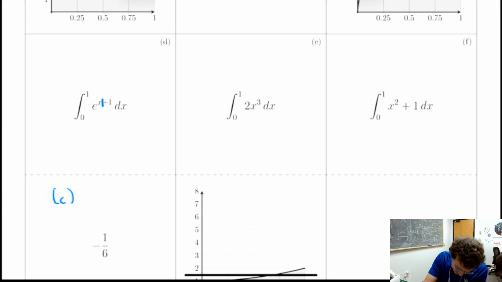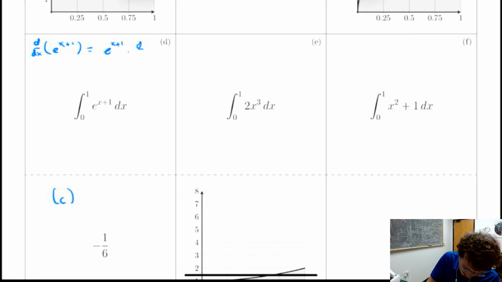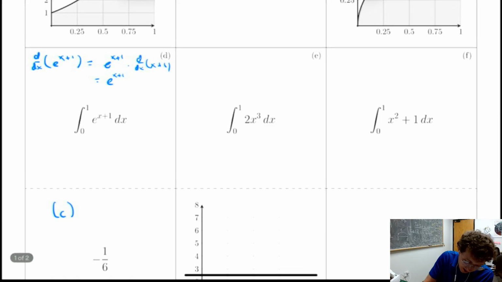If it were just e to the x, we would know the antiderivative is simply e to the x. So the first method is you might just guess that the antiderivative is e to the x plus 1. The chain rule says the derivative of e to the x plus 1 is e to the x plus 1 times the derivative of x plus 1, but that derivative is 1. So in fact, e to the x plus 1 is its own antiderivative.